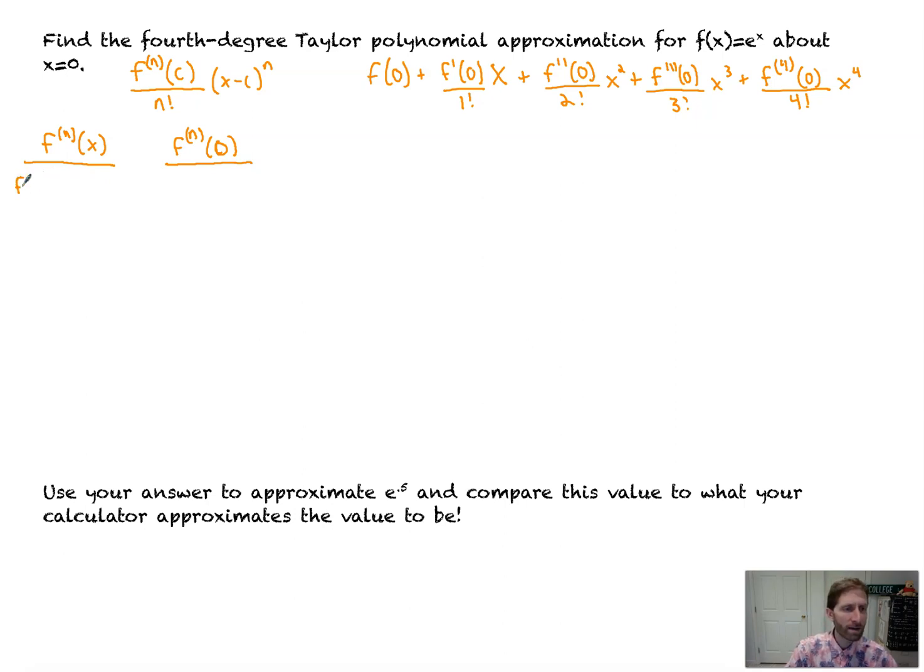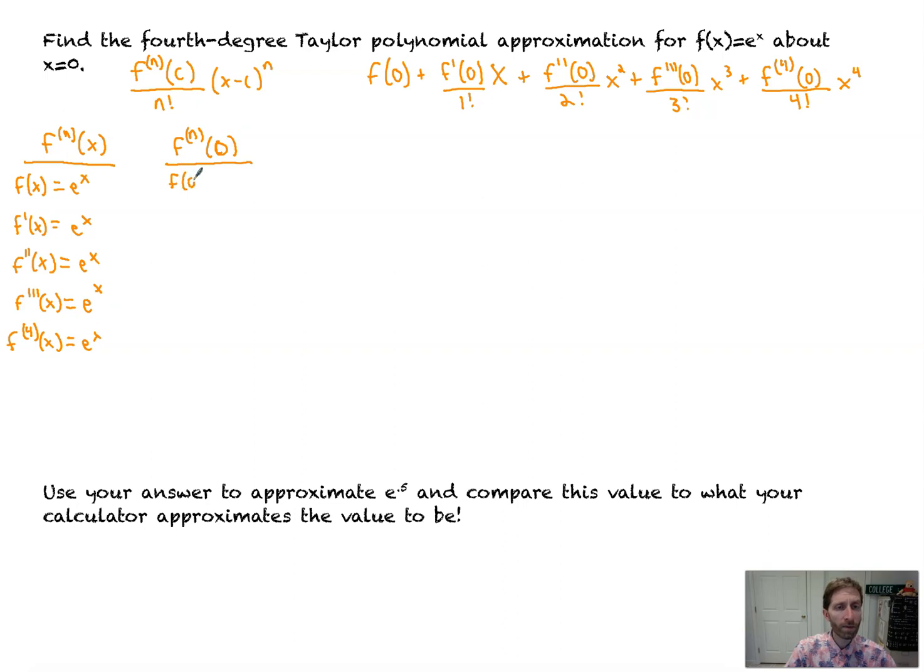F of x, you'll see why in a second, is e to the x. What's the derivative of e to the x? The derivative of e to the x is e to the x. And the second derivative of e to the x, well, this is going to be easy to calculate, is e to the x. And the third derivative of e to the x is e to the x. And you guessed it, the fourth derivative, which is where we stop because that's what we want to go to, fourth degree, fourth derivative of x is e to the x. So plugging in 0 is not going to change anything.